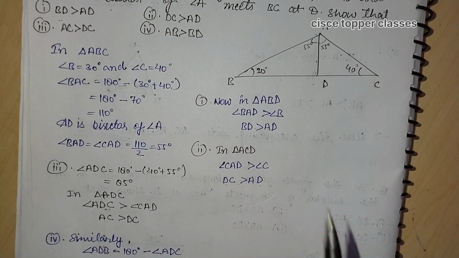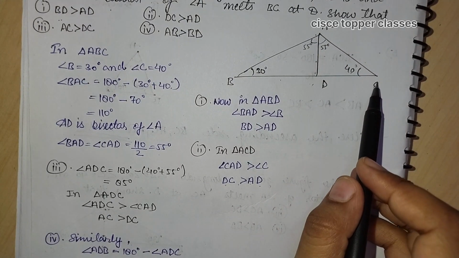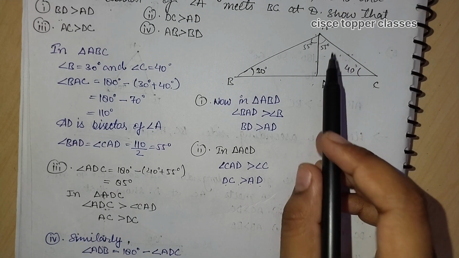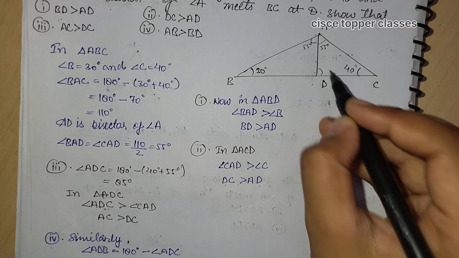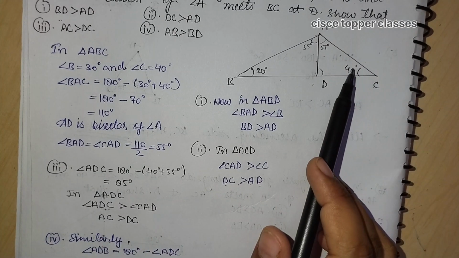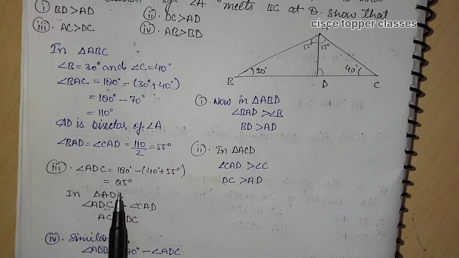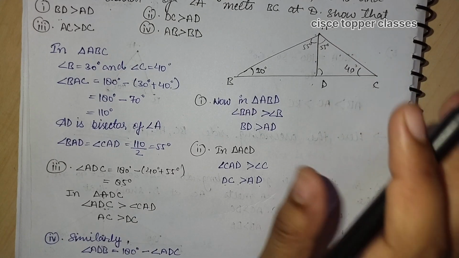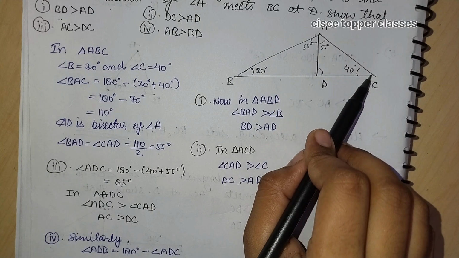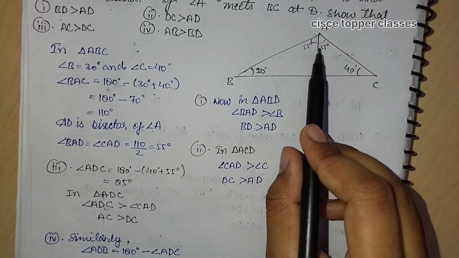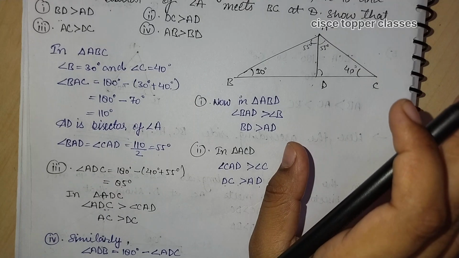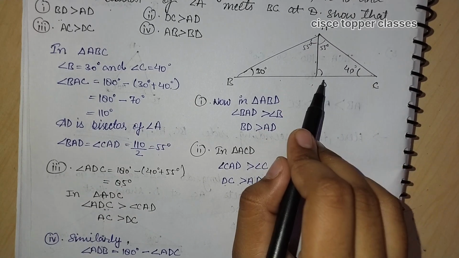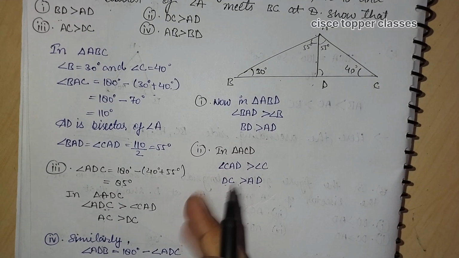Now the third part here says that we have to prove that AC is greater than DC. To prove this, we will find this angle here by subtracting 40 and 55 from 180 degrees. We will get 85 from here. And in this triangle, we have 85 as the greatest angle, so AC will be greater from here, and 55 is the lesser angle. So the side opposite 55 is DC and this is the greater side. So AC is greater than DC. Again we can conclude by applying the same thing here.